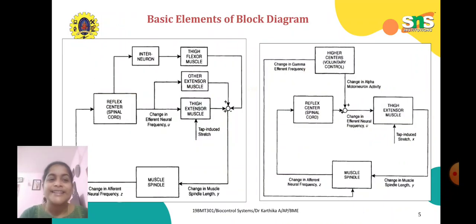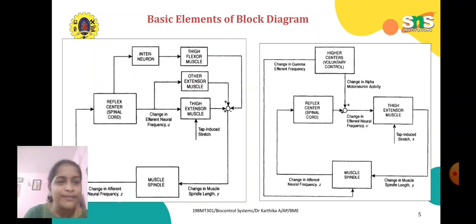Okay, see here the basic elements of the block diagram. Here we have the interneuron, reflex center, spinal cord, and we have already seen the change in afferent neural frequency Z, and we have the interneuron, thigh flexor muscle, other extensor muscle, and thigh extensor muscle. And here the change in afferent neural frequency is U, and also we have the tap-induced stretch, and finally the change in muscle spindle length Y is fed into the muscle spindle.